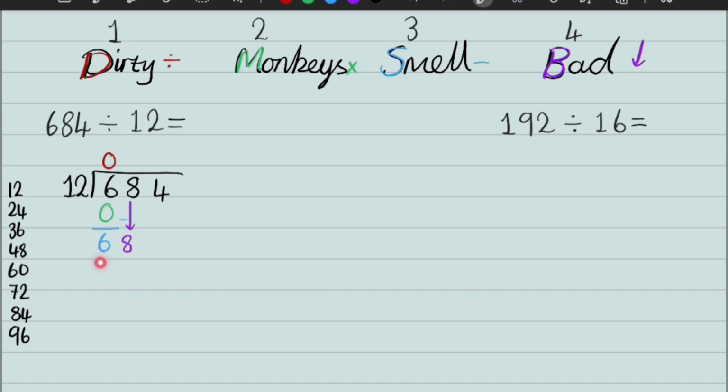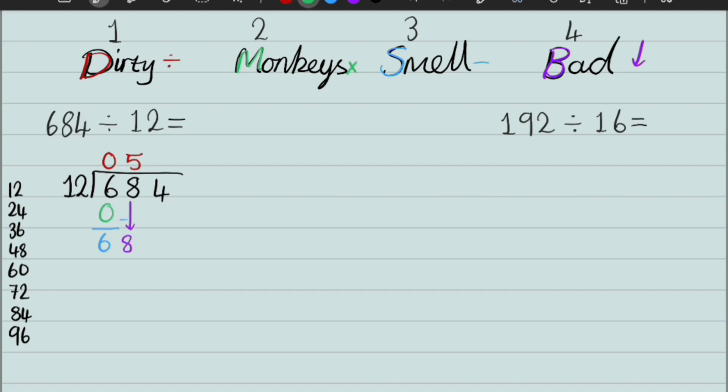Now I'm going to try 68 divided by 12. Okay, this is where it comes in handy that I've got my times tables down by the side here. So firstly, I'm going to check how many 12s are in 68. 1, 2, 3, 4, 5. If I go any further, then I've gone past 68. So I'm going to stay at this one and 5. Okay, so 68 divided by 12 is 5.